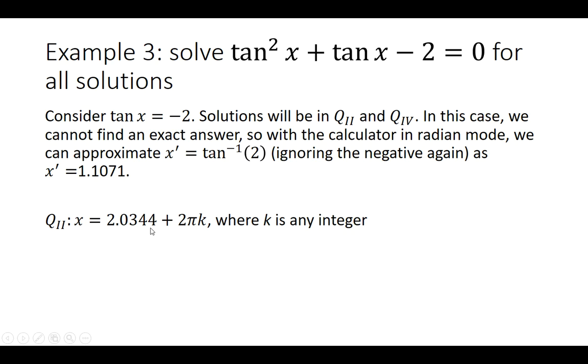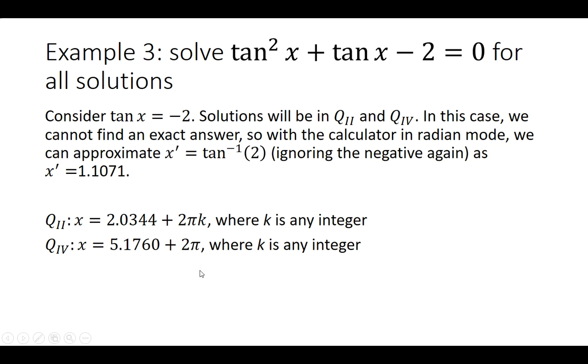So 2.0344 plus 2 pi k, where k is any integer, would be that solution. For quadrant 4, we get by going a full revolution to 2 pi radians and then coming back on our reference angle. So 2 pi minus 1.1071 is the 5.1760. Add on 2 pi k.